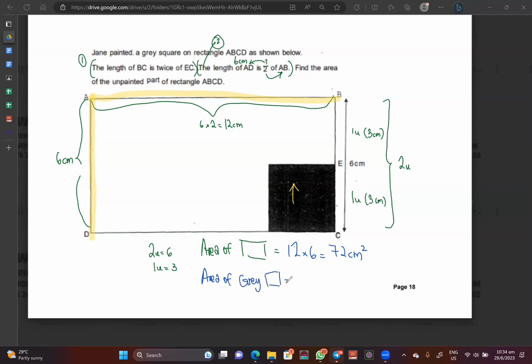Now, the next thing, of course, I want to find is the area of the gray square. The area of the gray square, as you can see over here, is 3 times 3. How do I know it's 3 times 3? Because the gray square is basically whatever that is over here and whatever that is over here. So therefore, you will get 9 centimeters square.